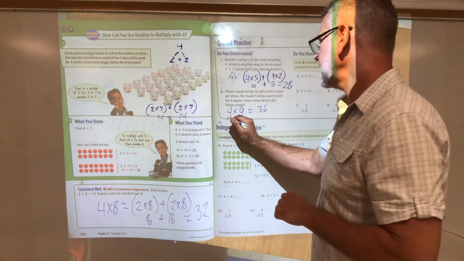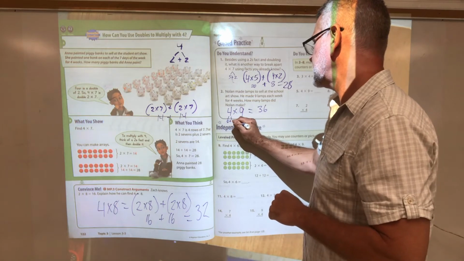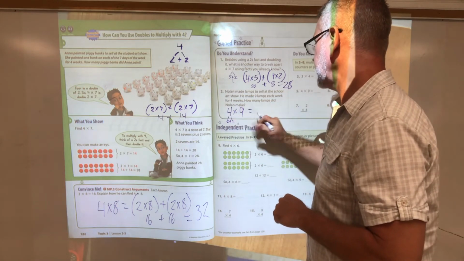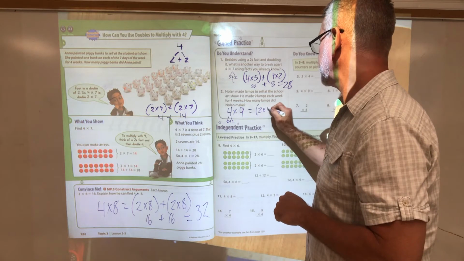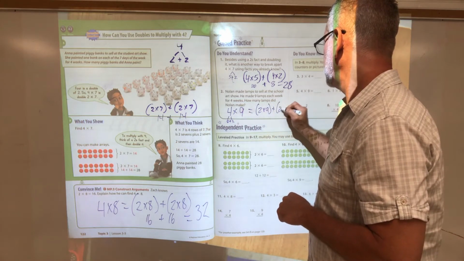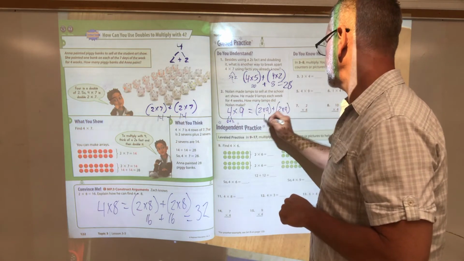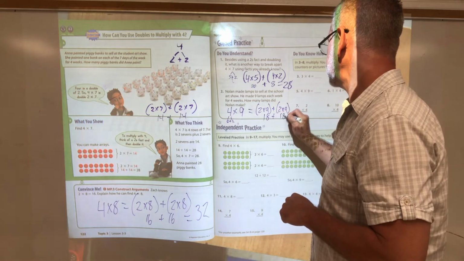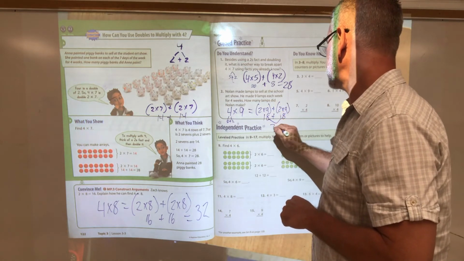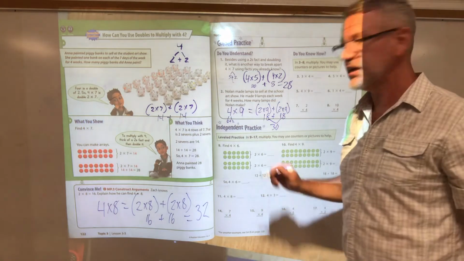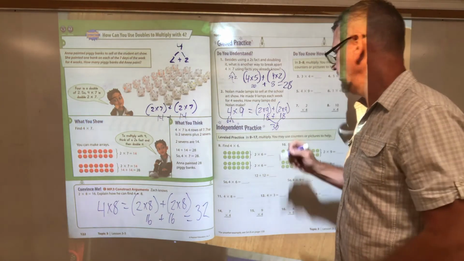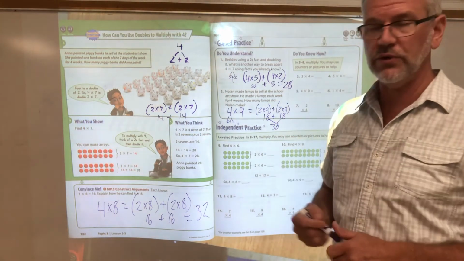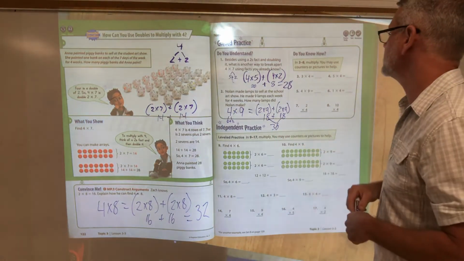Or I could break that apart and say that's 2 plus 2, and say there would be 2 groups of 9 plus 2 more groups of 9, which would be 18 plus 18, which of course is 36. So you got lots of options for these. As we're learning more, we have more options here.